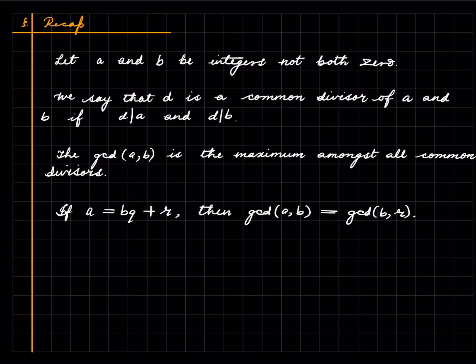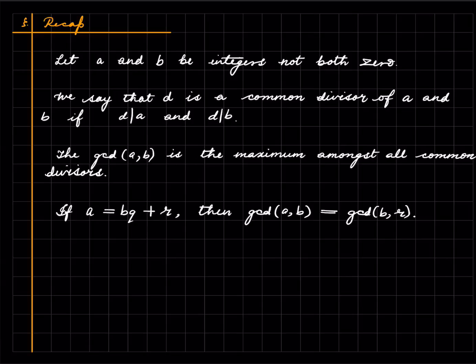So last time we defined the notion of greatest common divisor. If a and b are two integers, not both of them 0, then we say that an integer d, non-zero, is a common divisor of a and b if it divides both of them. And the greatest common divisor of a and b is nothing but the maximum amongst all the common divisors. So you collect all the common divisors of a and b and take the greatest one. The greatest one exists because you cannot have a common divisor exceeding the magnitude of both a and b. So the maximum obviously exists.